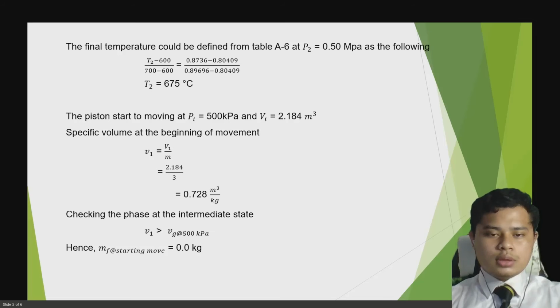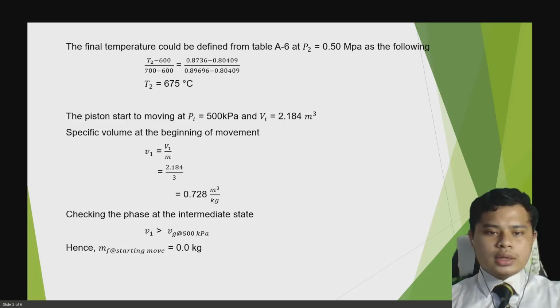So we want to find the final temperature. We will look at table A6, which is the table for superheated. So the final temperature could be defined from table A6 at pressure equivalent to 0.50 megapascal as the following. So same as before, we will use the interpolation calculation.